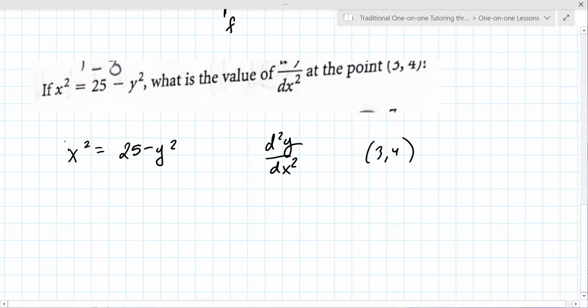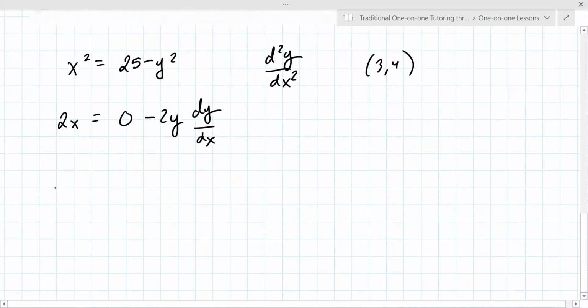So when you're doing implicit derivatives, you have to remember a few rules. The first is with x, you just treat it like you always do. Constant, 0. Now the derivative of this right here on the right is minus 2y, but there's a dy/dx. Okay. When you're doing implicit derivatives. Now we're just going to clean this up slightly. It's 2x equals minus 2y dy/dx.